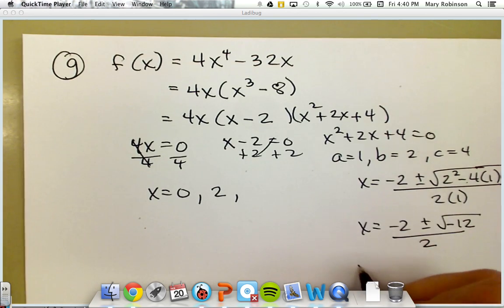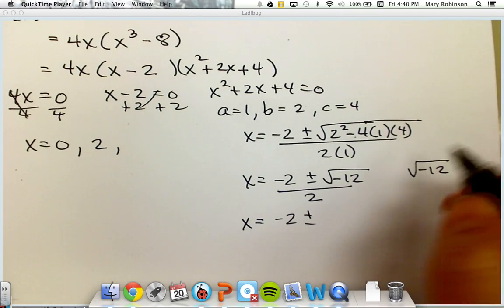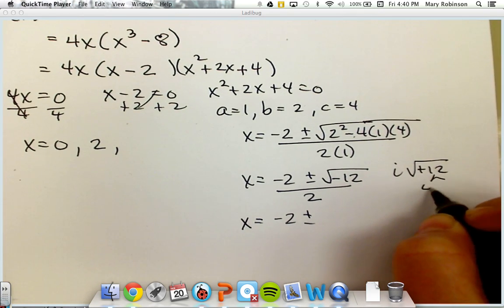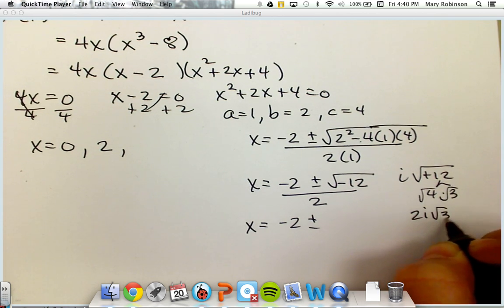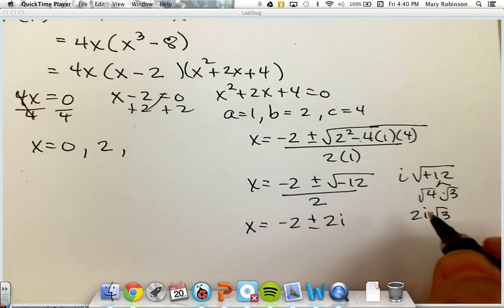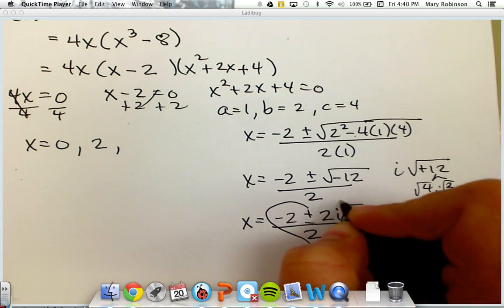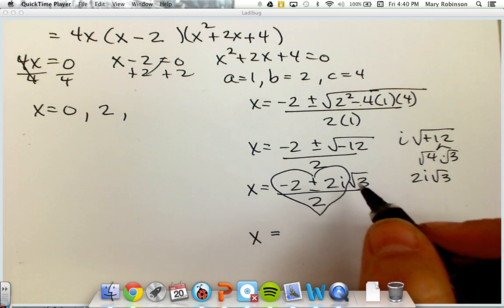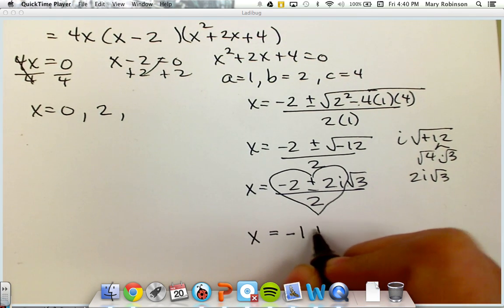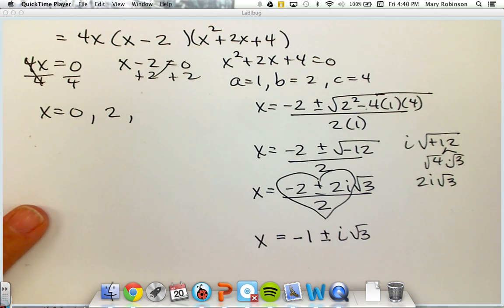So at this point, we can simplify this. If we're simplifying the square root of negative 12, we can put i out front and break that down into factors of 4 and 3, of which 4 is a perfect square, so that would give us 2i square roots of 3. So we should end up with 2i square roots of 3 all over 2. But remember, if these numbers can be simplified by a common factor, we must do so. So all of these are divisible by 2, so we should end up with negative 1 plus or minus i square roots of 3.